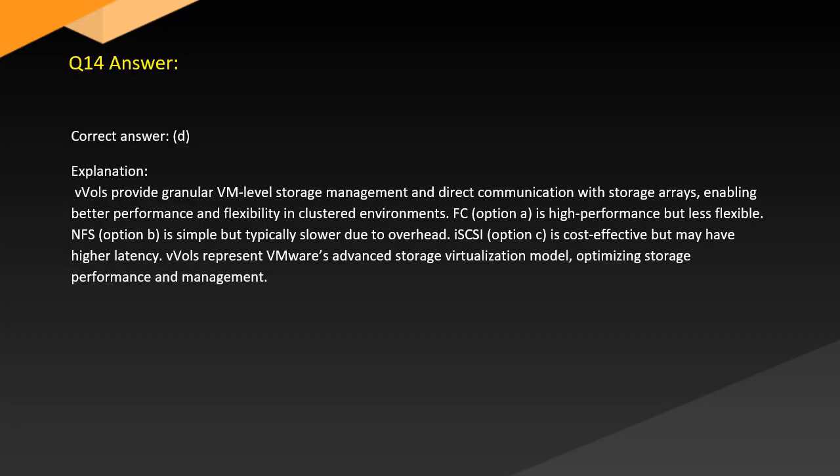Answer. Correct answer: D. Explanation. vVols provide granular VM-level storage management and direct communication with storage arrays, enabling better performance and flexibility in clustered environments. FC, option A, is high performance but less flexible. NFS, option B, is simple but typically slower due to overhead. iSCSI, option C, is cost-effective but may have higher latency. vVols represent VMware's advanced storage virtualization model, optimizing storage performance and management.